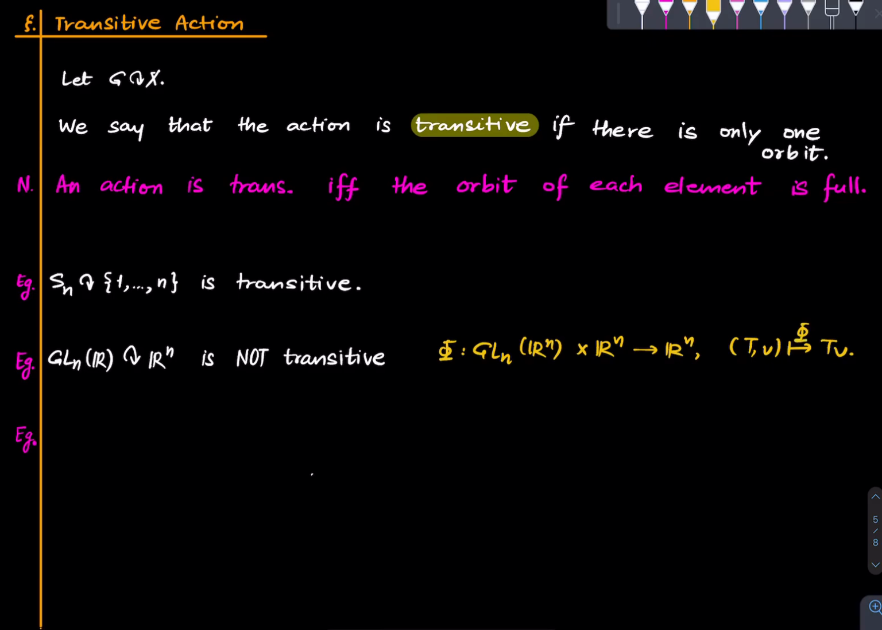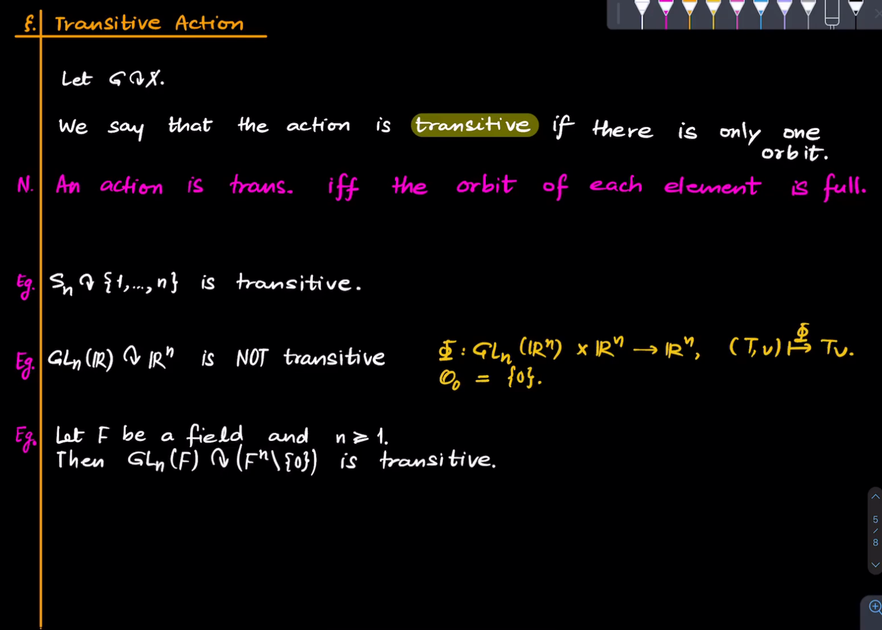That is the action. And this is not transitive simply because what is the orbit of the zero vector? The orbit of the zero vector is only the singleton 0, because any linear map takes 0 to 0. Therefore, we have an element whose orbit is not everything. In fact, the orbit is too poor. And therefore, this is not a transitive action.